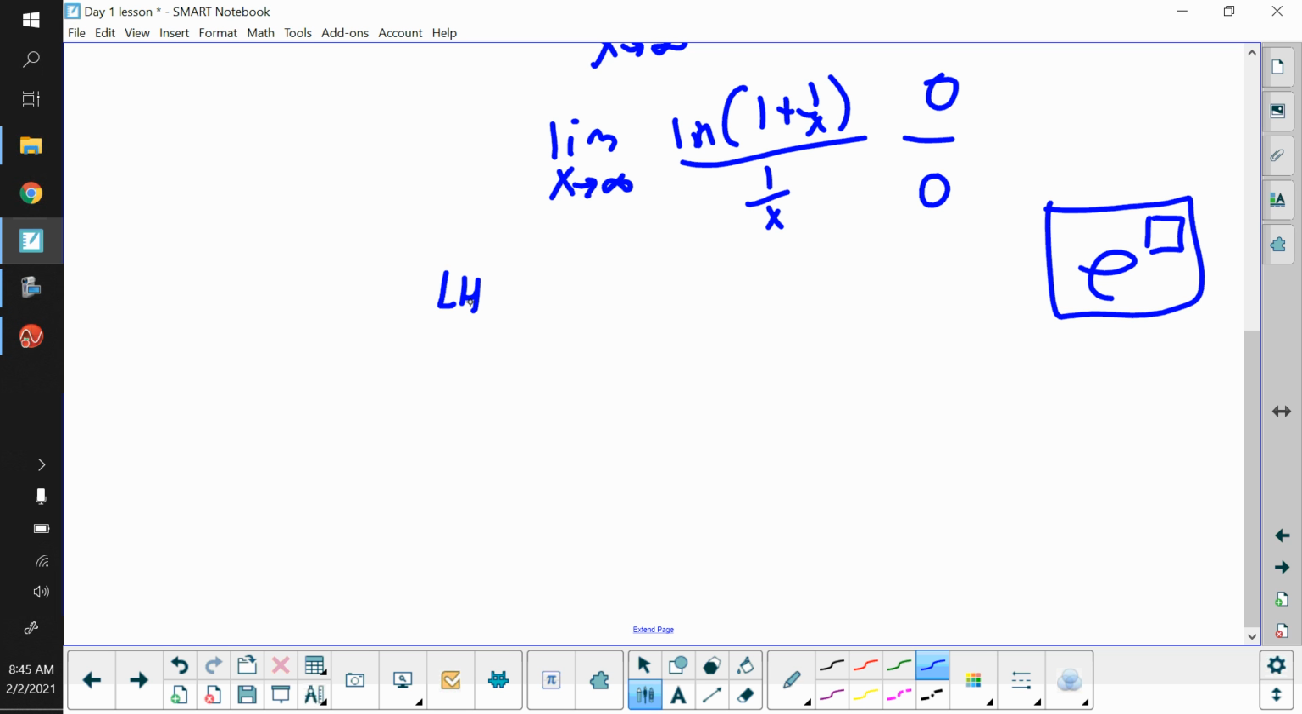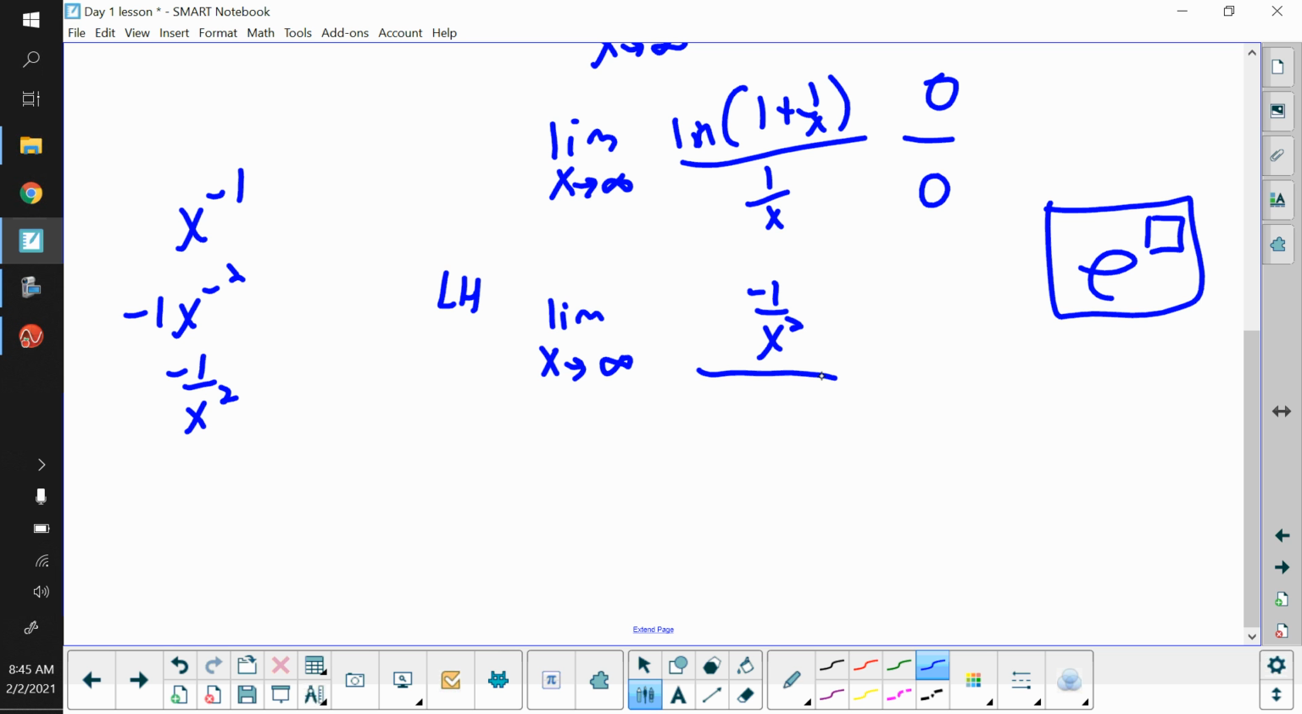Natural log's derivative is derivative of the inside over the inside. So our derivative of the inside, derivative of 1 is 0. 1 over x, think of it as x to the negative 1, so its derivative is negative 1 times x to the negative 2, or in other words, negative 1 over x squared. So we'll have negative 1 over x squared over the original inside of 1 + 1/x, and then over the derivative of 1 over x, which we just saw to the left was negative 1 over x squared.